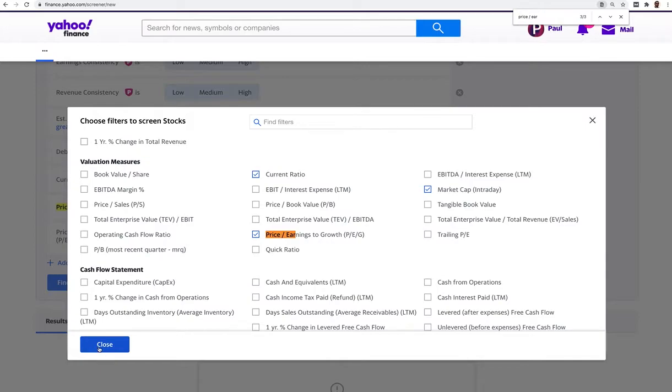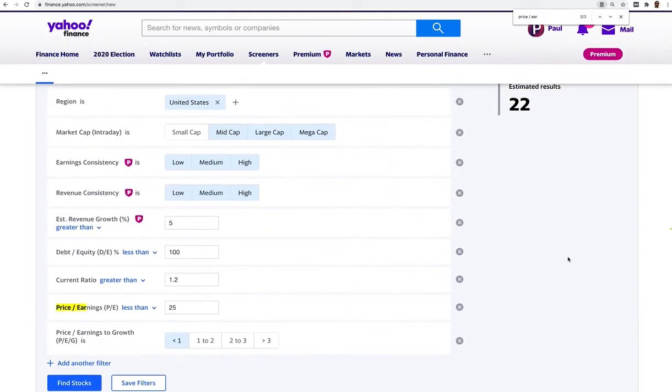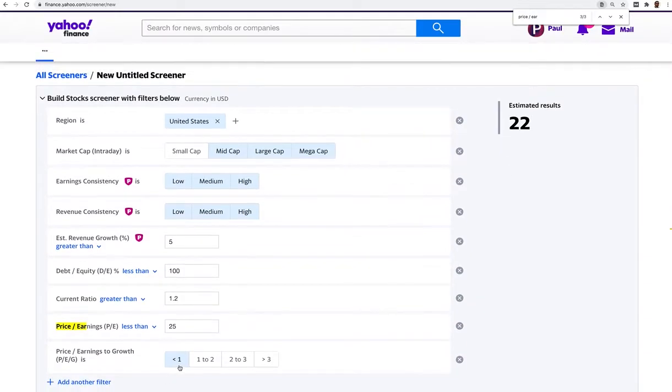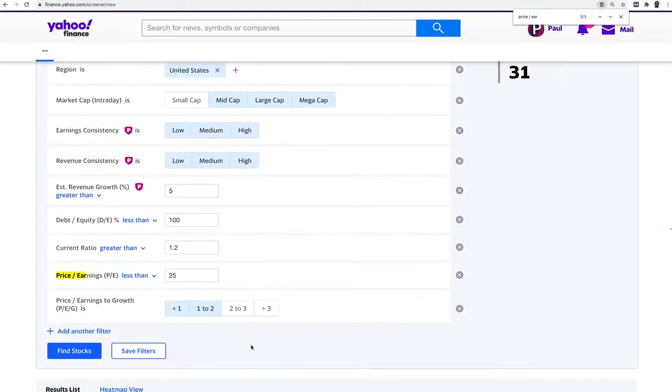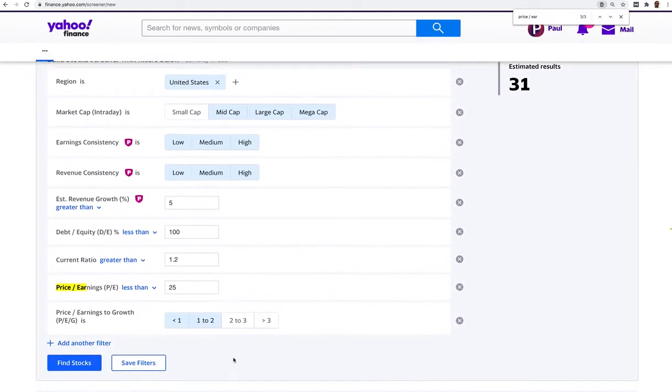And if you can find a company with a PEG ratio of less than 1, that is ideal. However, 1 to 2 is good as well. Anything above 2, I'm not going to even consider. So let's PEG ratio less than 1. Look at that. Now we're down to 22 companies. If we include 1 to 2, we're at 31. So let's just include 1 to 2 as well.